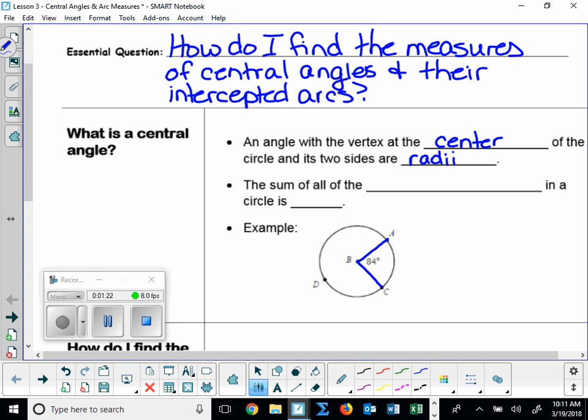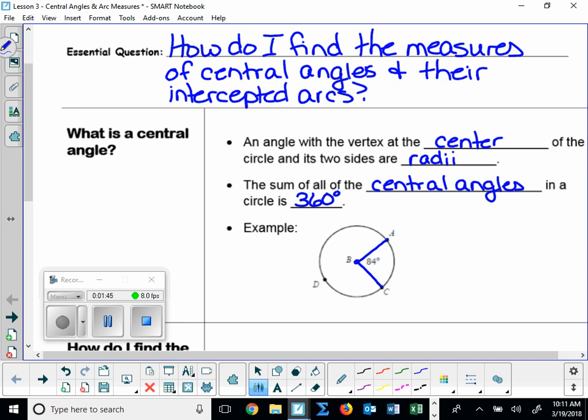B is the center of this circle. AB and BC are both radii. The sum of all the central angles in a circle has to be 360 degrees, because we have to go all the way around a circle around point B.